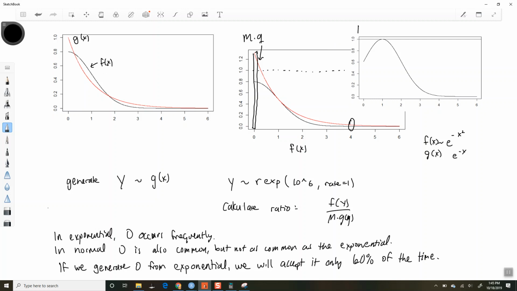Okay, so this is the plot of the ratios. And this says, if the exponential generates a 1, you accept it every time.